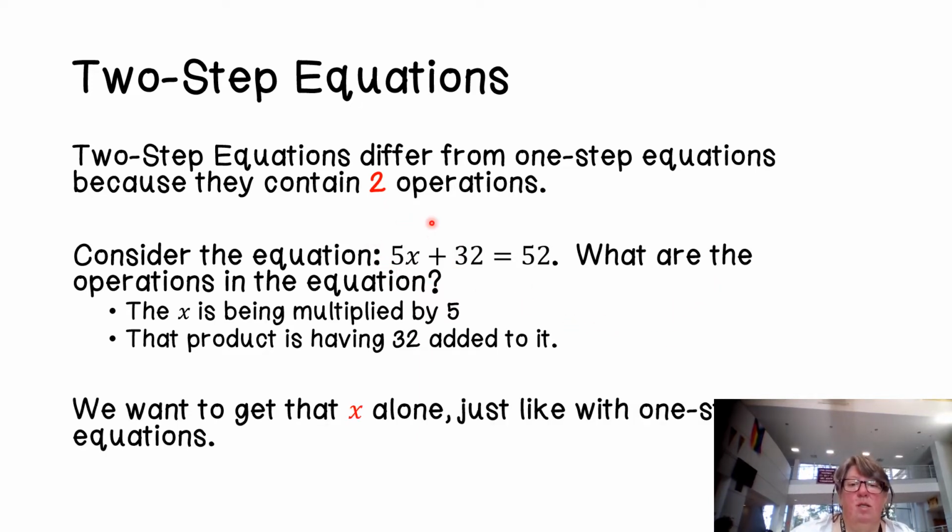So if we want to get x alone, just like we did with one-step equations, that means that we're going to have to undo two different operations.